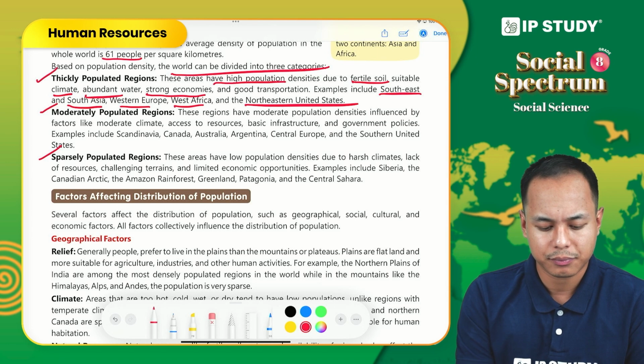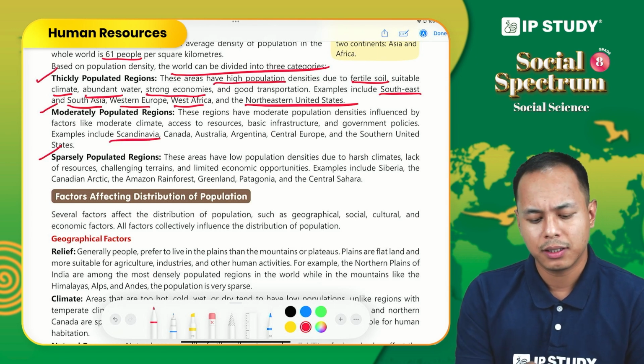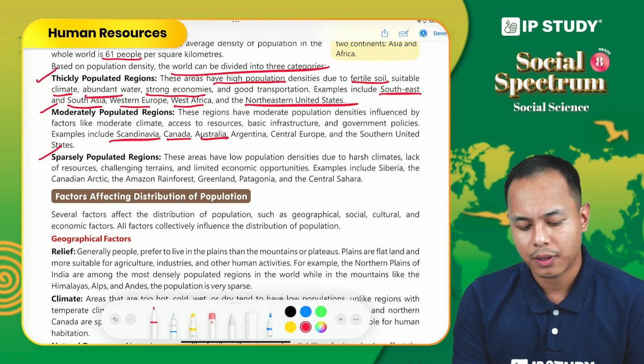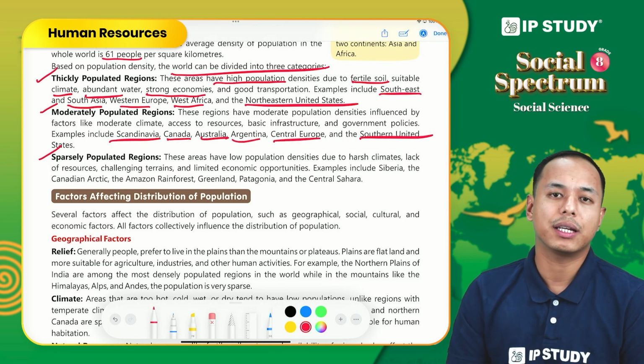For example, Scandinavia, we can say Scandinavian countries, Canada, Australia, Argentina, Central Europe and Southern United States.